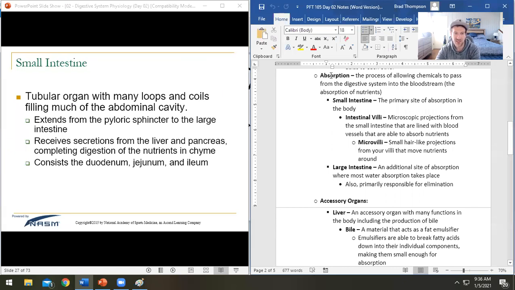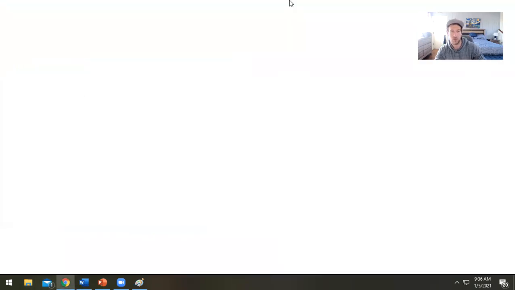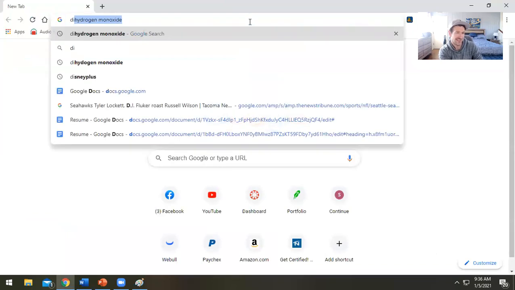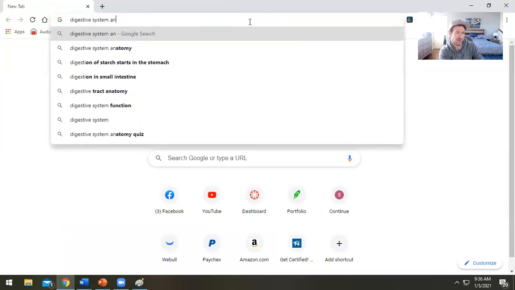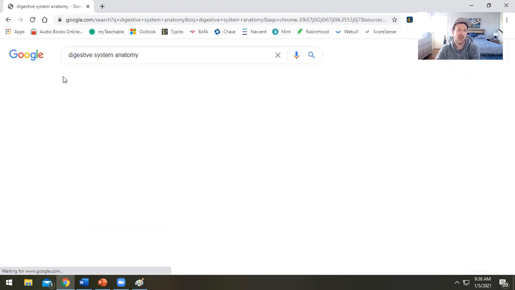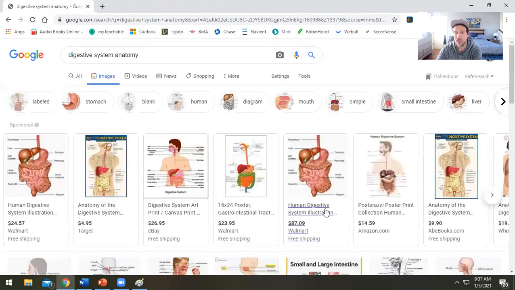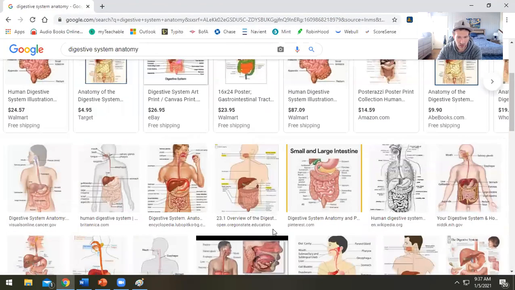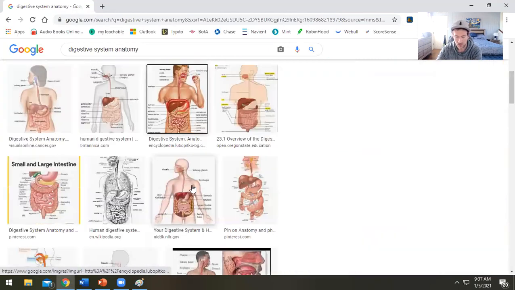Let's go back to the top of the small intestine here. Like I said, it's a tubular organ that is going to receive secretions from both your liver and your pancreas, right? Which I probably better pull that picture back up. Hold on. So you've got your liver and your pancreas in there as well. There we go, that's a good picture.